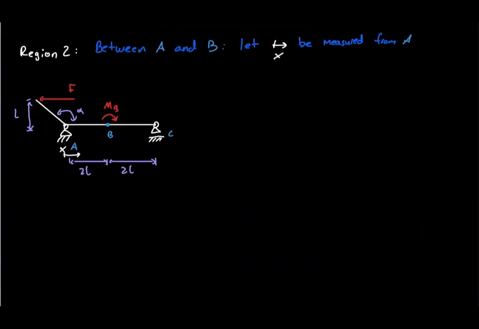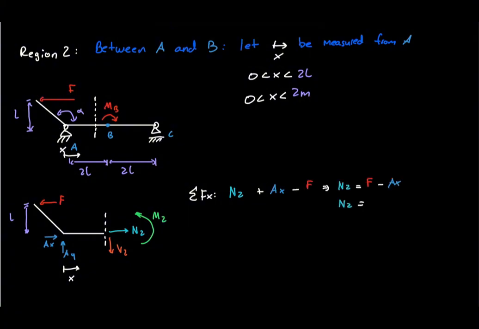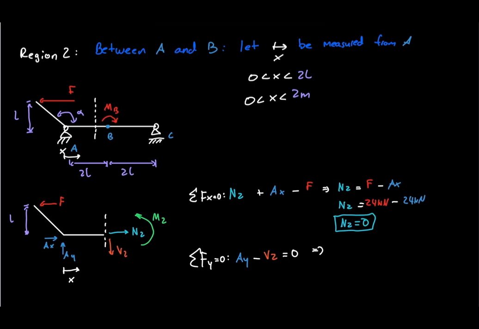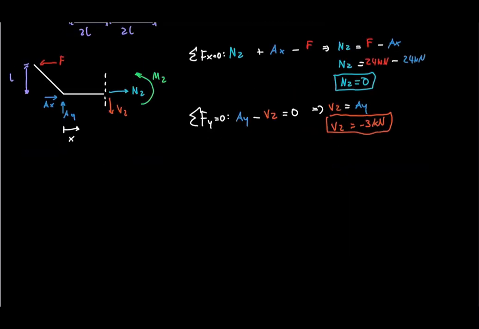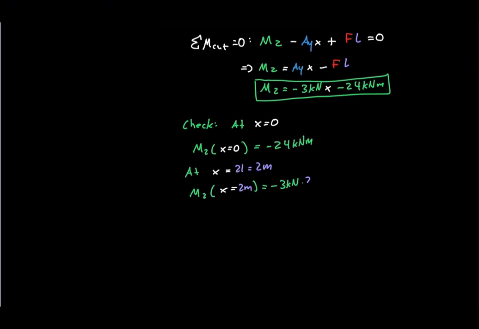Let X be measured from A. Horizontal force equilibrium gives an axial force of 0 because the applied horizontal force and the horizontal support reaction cancel each other. Vertical equilibrium gives a constant shear force of negative 3 kilonewtons. Moment equilibrium gives M equal to negative 24 minus 3x. Therefore, the bending moment is negative 24 kilonewton meters at A and decreases linearly to negative 30 kilonewton meters immediately to the left of B.